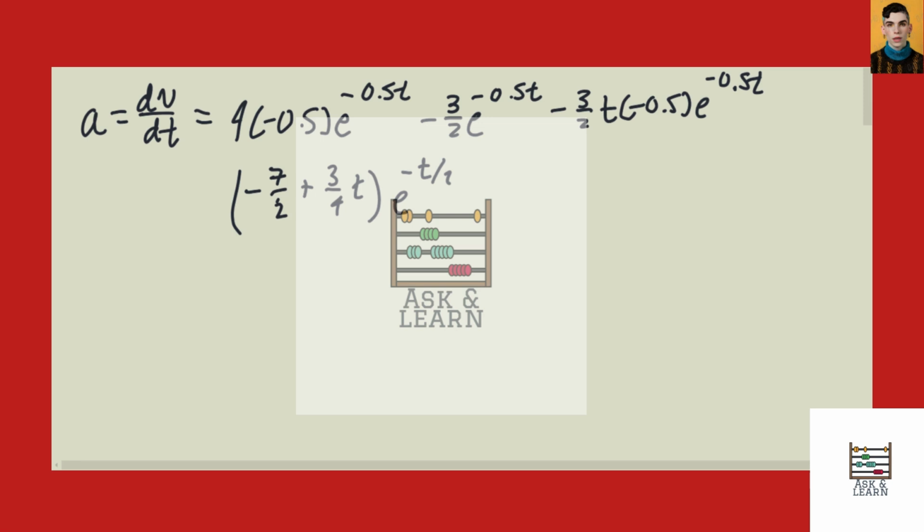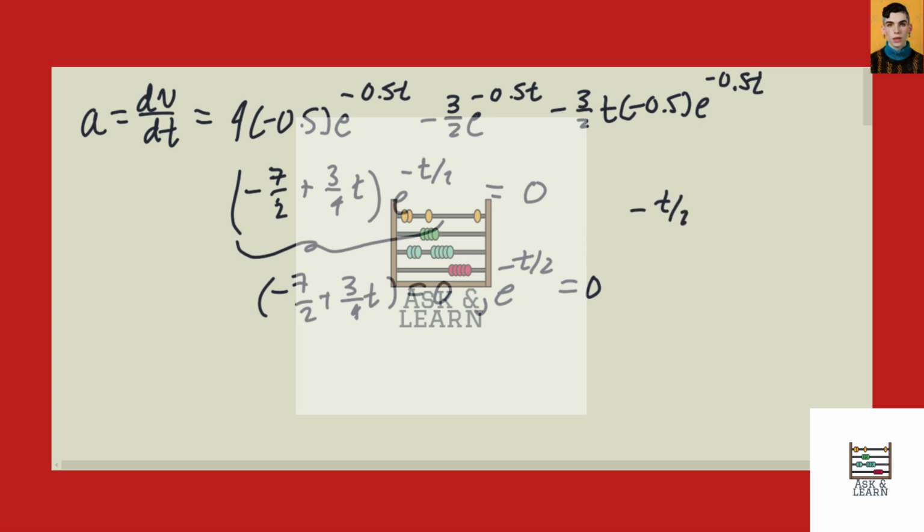And finally, the last part of the problem will ask us, what is the time when the acceleration is 0? So we need to set our acceleration here to 0. And we'll get two little equations here. We'll have minus 7/2 plus 3/4 t is 0. And then we'll have e to the minus t divided by 2 is equal to 0. So if we try to solve the right-hand side, take the natural log on both sides. Natural log of e is just 1, and then the minus t over 2 comes out. And then we'll have the natural log of 0 on the right side.